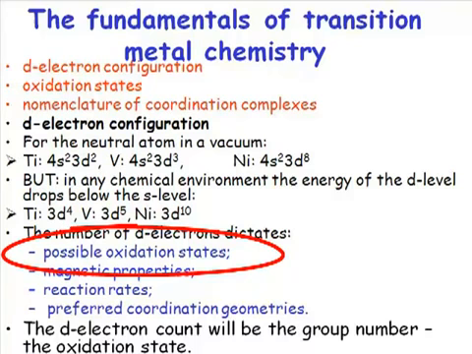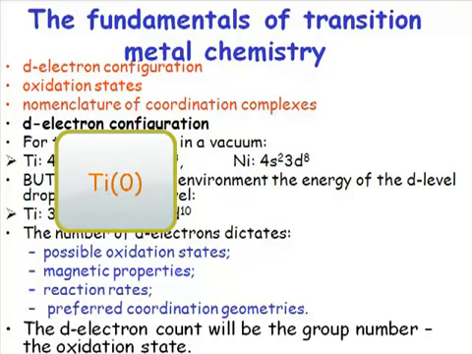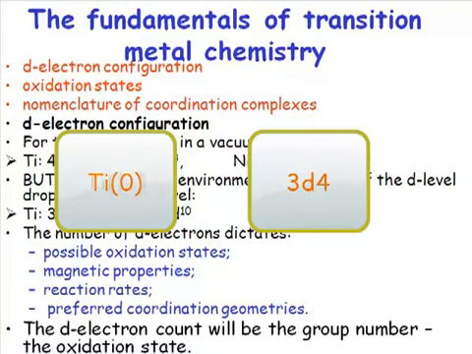So let's take titanium, for example. Titanium has the possible oxidation states of, well, if we're doing coordination chemistry, it could be titanium 0, which will then be 3d4. It could be titanium 1, would be 3d3. It could be titanium 2, in which case it will be 3d2. Or it could be titanium 3, in which case it will be 3d1. Or titanium 4, in which case it will be 3d0.